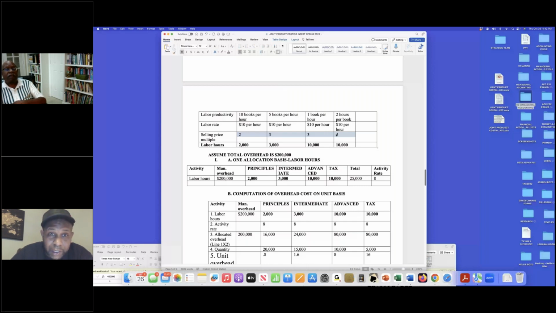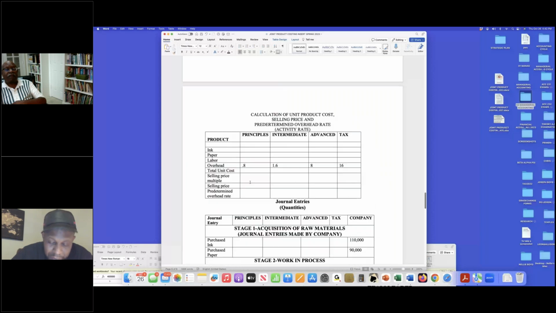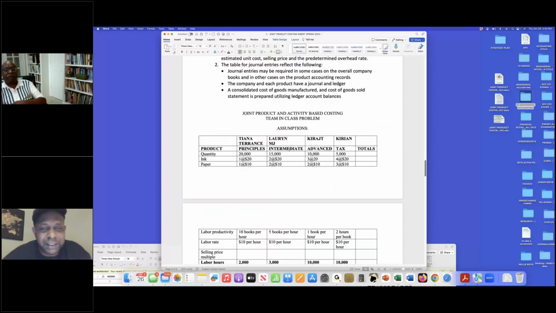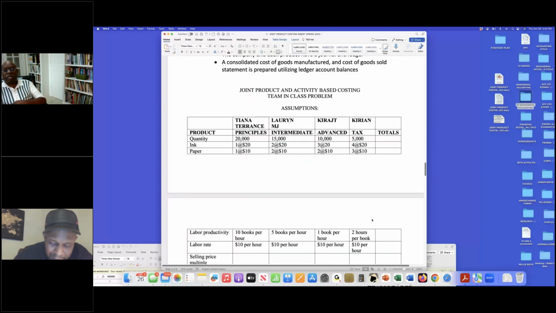Hold on. My labor productivity is 10 books per hour. I didn't see it. I'm having a hard time following along because I don't have a printout I can just read. I'm having to follow the screen. Can you see the screen now? Yes, I see 10 books per hour and my labor rate is 10.